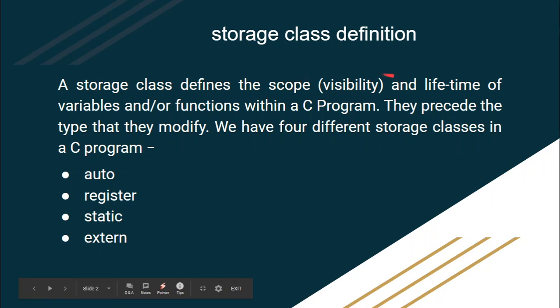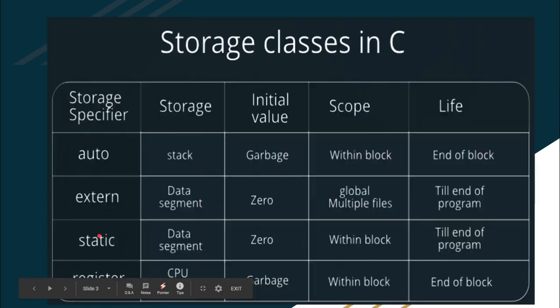Scope is where the data is visible, where the identifier is visible, that is called visibility. And lifetime is how long the data exists inside the function or inside the C program. They precede the type that they modify. We have 4 different storage classes in C: auto, register, static and extern. These are all the 4 storage classes available in C. Let us see one by one what each does.